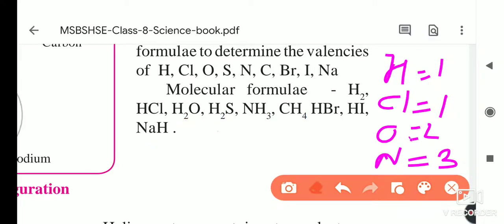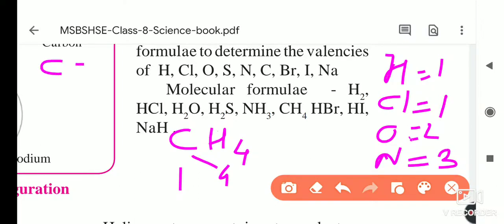Next is CH4. CH4 means methane. As you know, the valency of hydrogen is 1. So hydrogen reacts with 1 carbon and carbon reacts with 4 hydrogens. So carbon's valency is 4, and hydrogen's is 1.